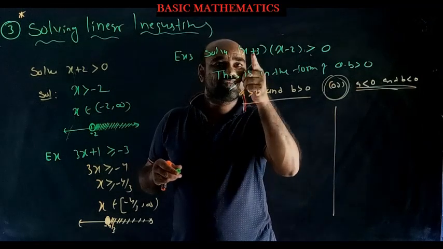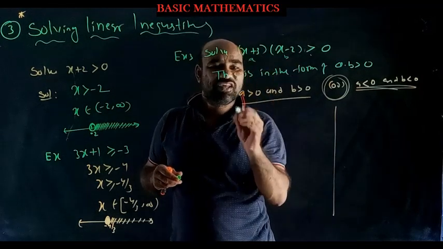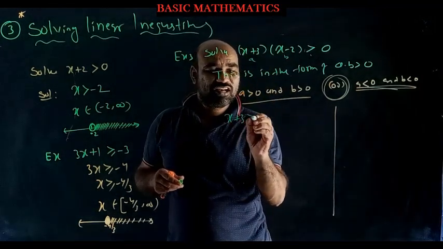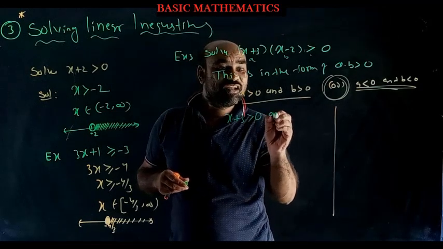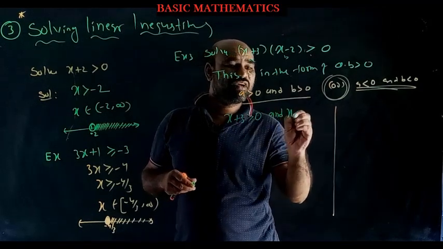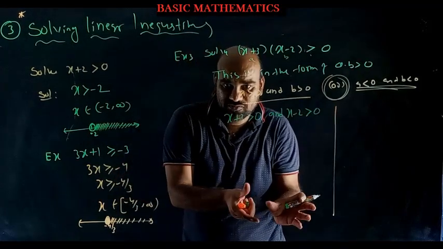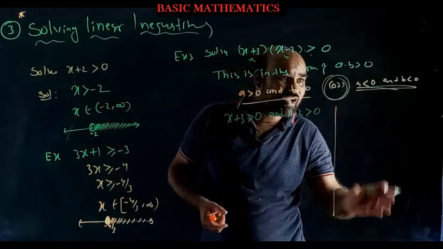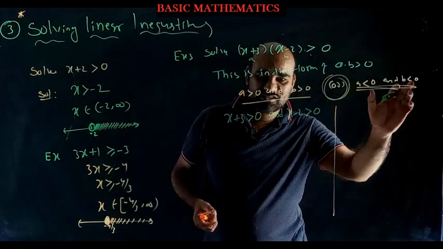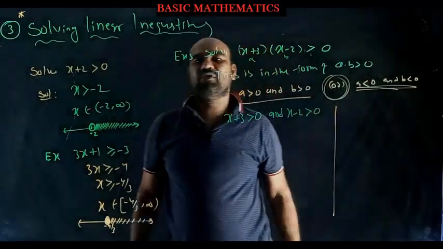A greater than 0 means x plus 3 greater than 0 and x minus 2 greater than 0. Here you need to find the x value. Here you need to find another x value, for a less than 0 and b less than 0. Their union is the only solution of the problem.